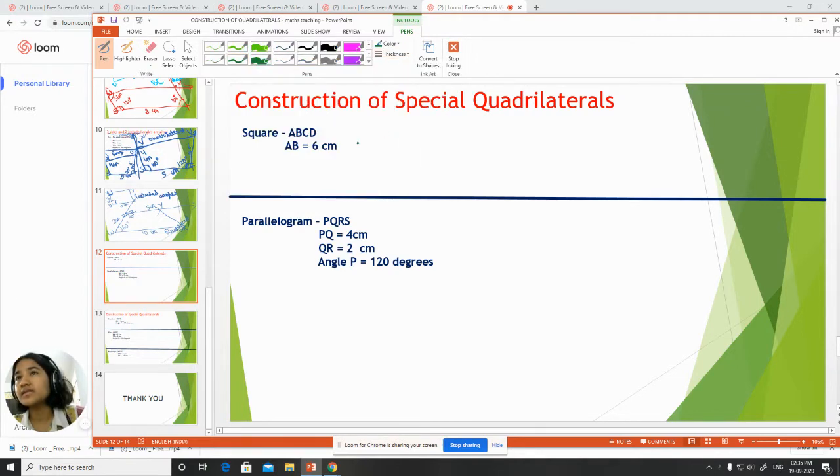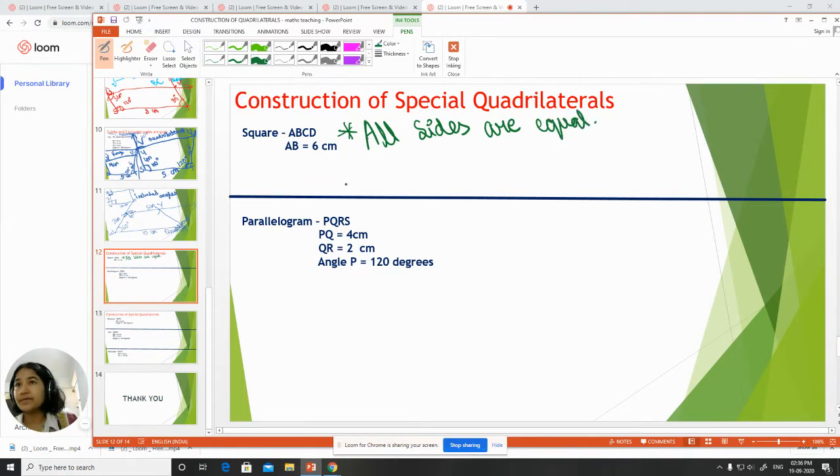Okay, so let's look at this also. Before starting, we must be aware of the properties of the special quadrilaterals, right? What are the properties of a square? Let's quickly revise. The first one says all the sides are equal. We must be aware of the properties.